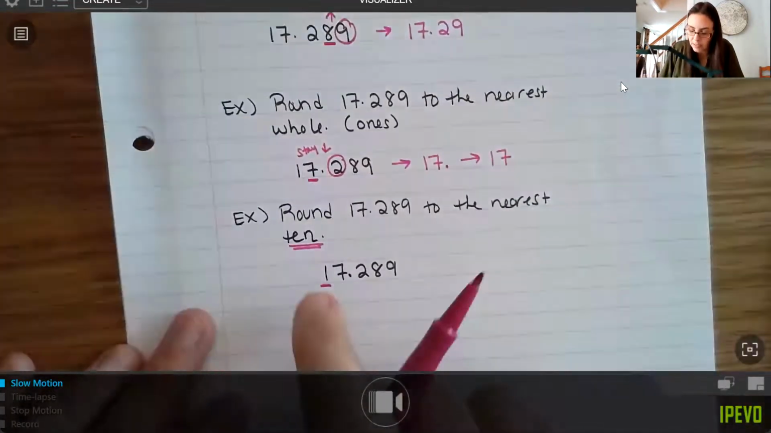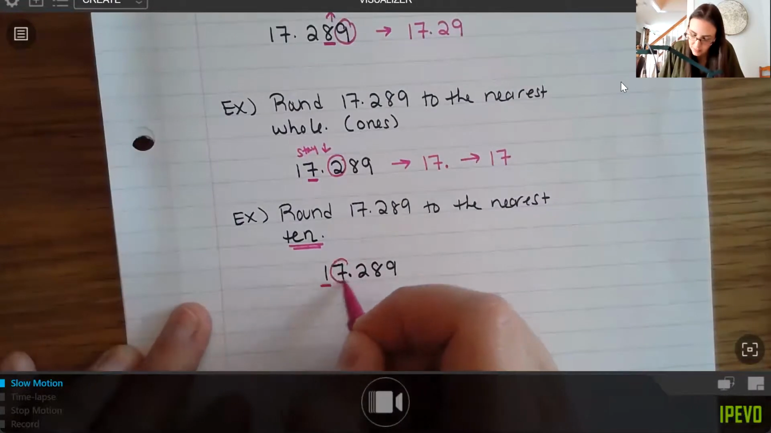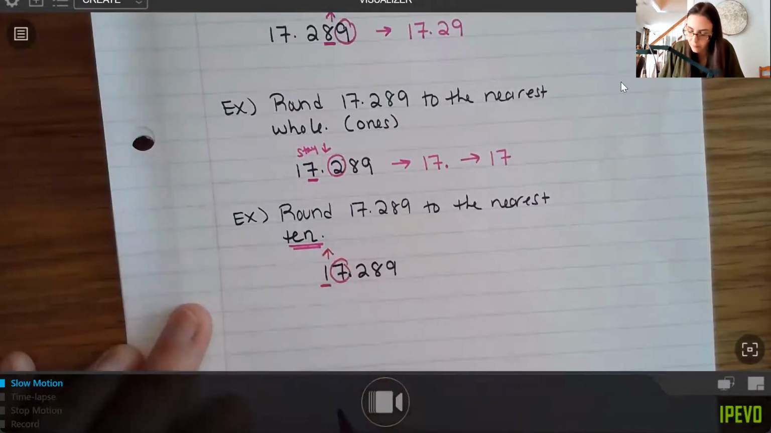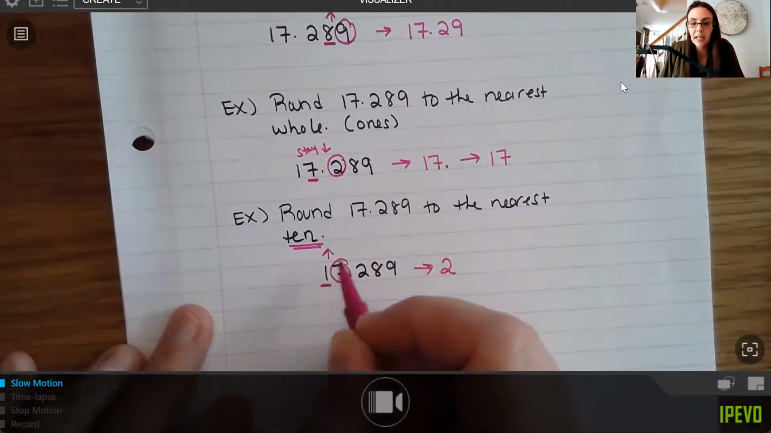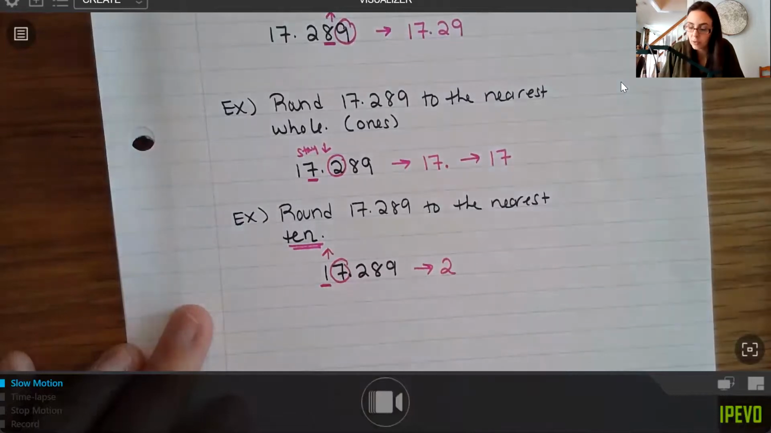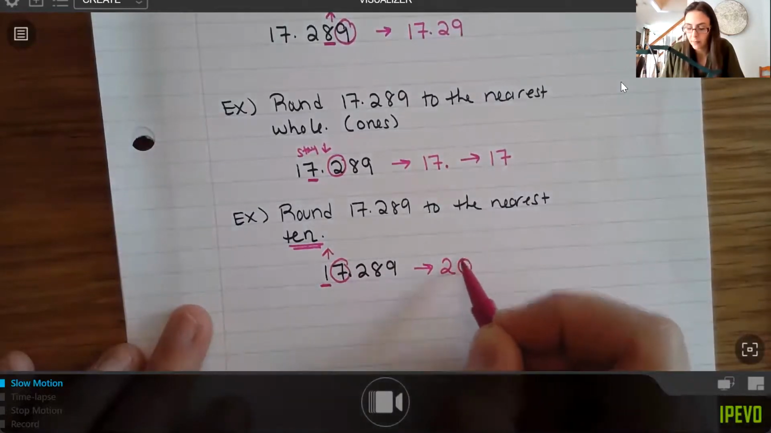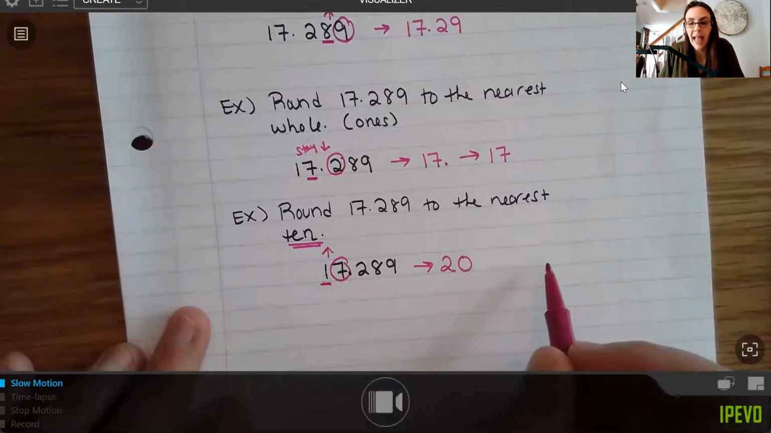So here I'm at the nearest tens position. That 7 is going to be big, so it's going to bump this up. So that 1 becomes a 2, and you do need to fill in any missing digits on the whole number side with zeros. So this becomes 20. But you don't need to fill in zeros after the decimal point.